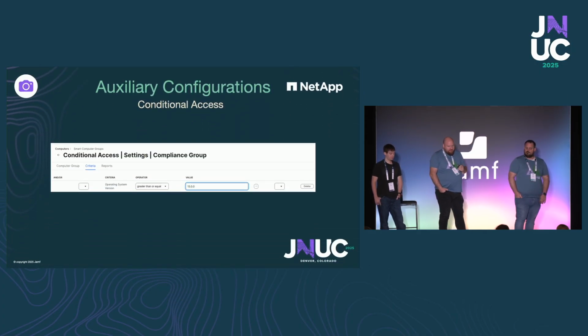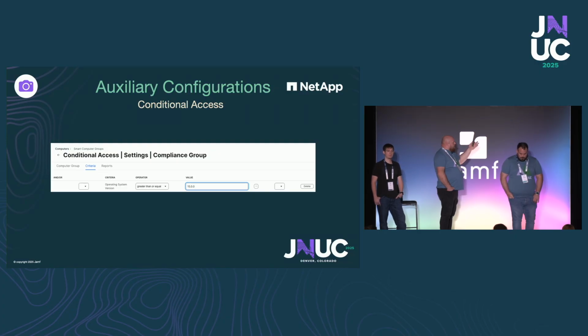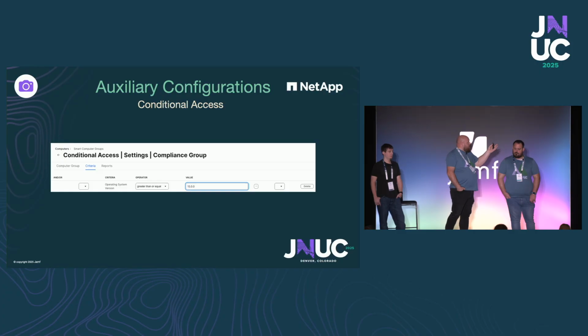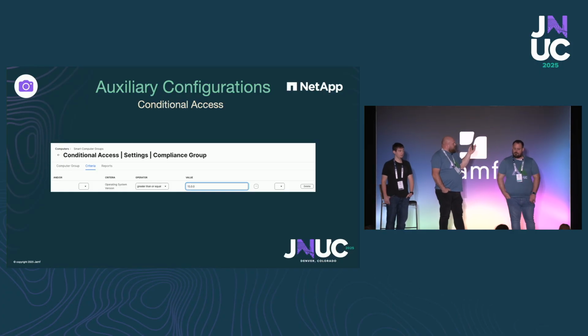Also, as part of auxiliary configurations, which is a handy one as well, we obviously use conditional access. So we just have part of our Intune conditional access. We have our compliance group that says we only want OS versions that are greater than or equal to 15 onwards. We'll upgrade this to Tahoe 26 onwards when we get to it, but for now we only want devices to be from 15.